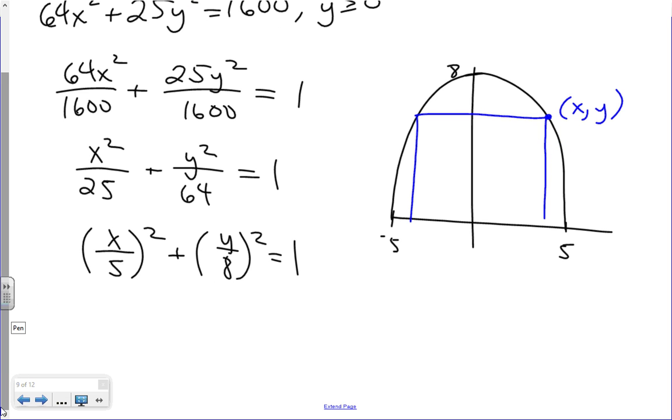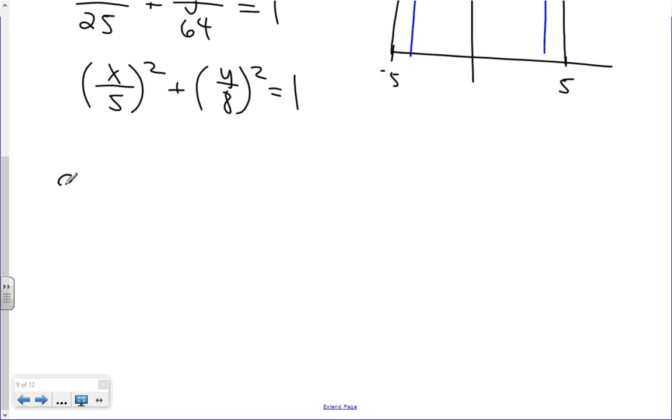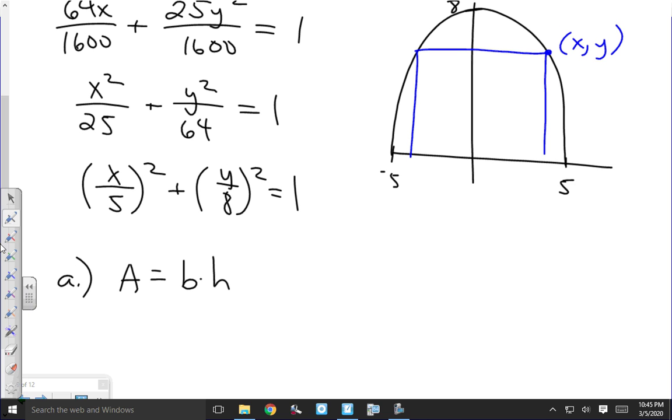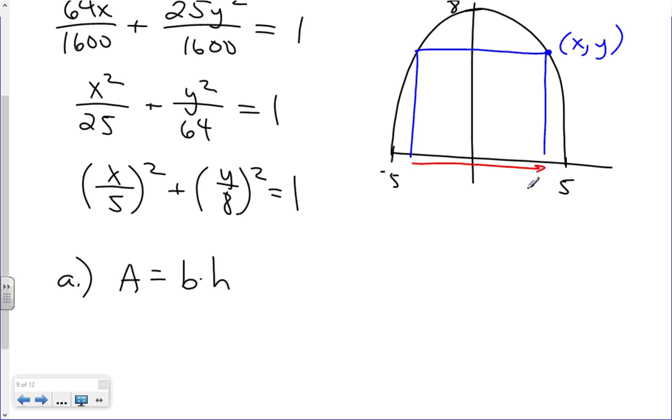Okay, so for part A, I've got to go back and refresh my memory on how to find the area of a rectangle, but we should all remember that the area of a rectangle is just base times height. That's how we calculate the area of a rectangle. So if we go over to our sketch here, the base of this is this distance right here between these two blue lines that I've marked, the two sides of my rectangle.